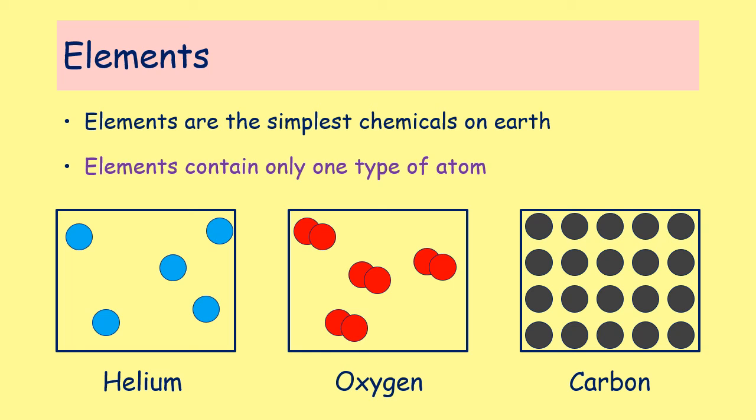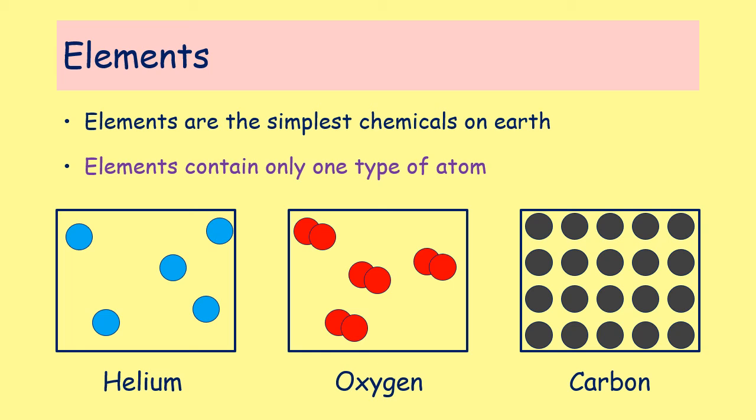So these three pictures all represent elements. We see helium on the left, and the helium atom is the blue circle, and you can see that box only contains blue circles, so that is an element. The one in the middle, oxygen. Now oxygen doesn't exist as one circle on its own, it exists as two circles. And you can see that those two circles are exactly the same. They're both red, they're the same size, they're the same type of atom. And that whole box is only containing those red circles, those oxygen atoms. So that makes oxygen an element.